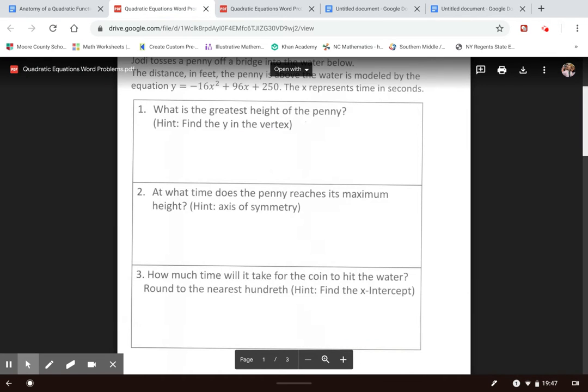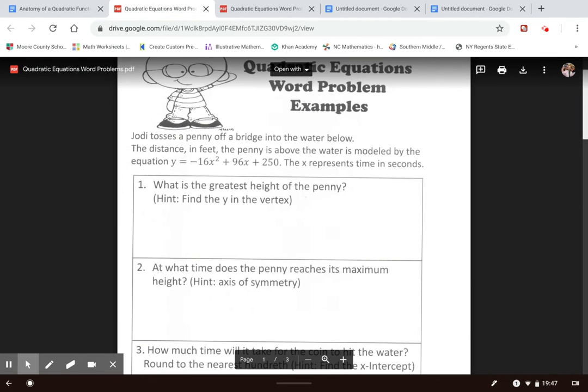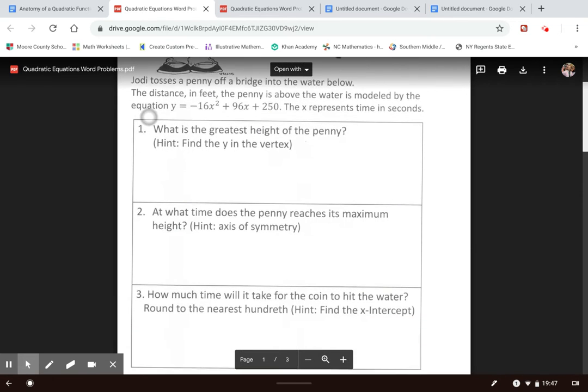So let's start with the first one. It says Jody tosses a penny off a bridge in the water below. The distance in feet the penny is above the water is modeled by the equation y equals negative 16x squared plus 96x plus 250. The x represents time in seconds. What is the greatest height of the penny?